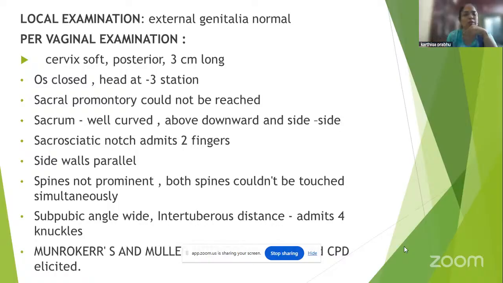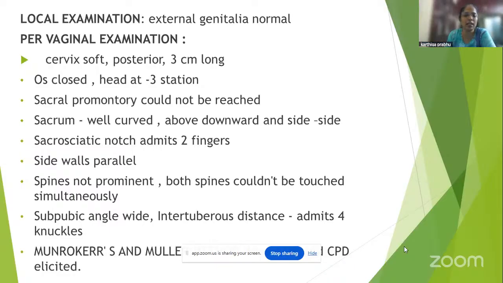So what is the normal measurement? 12.5, ma'am. Normally, will you be able to touch the sacral promontory? No, ma'am, not with this. Okay, so indirectly what are we measuring? You are measuring the diagonal conjugate, but actually what does it measure? The obstetric conjugate, ma'am. So how can you get the obstetric conjugate? By subtracting 1.5 to 2 centimeters from the diagonal conjugate, ma'am. Okay, so you are measuring the inlet.